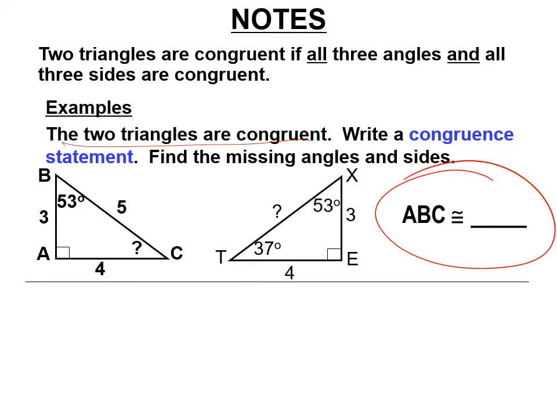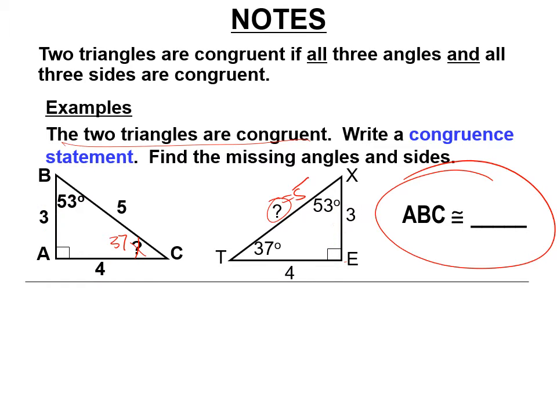So let's see that. So what's this question mark here? If they match, right? Well, this side is 3 and this side is 4. So this question mark must be 5, right? Because they're congruent. All three sides are the same. All three angles are the same. So this one's 90 and that one's 90. They match. And there's two 53s. Oh, this question mark here must be 37. All right, so we filled in the missing stuff.